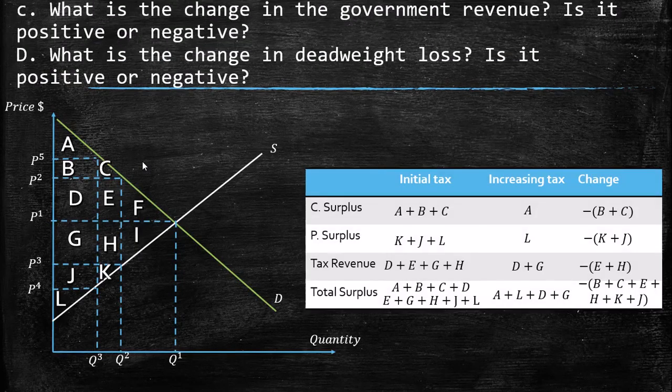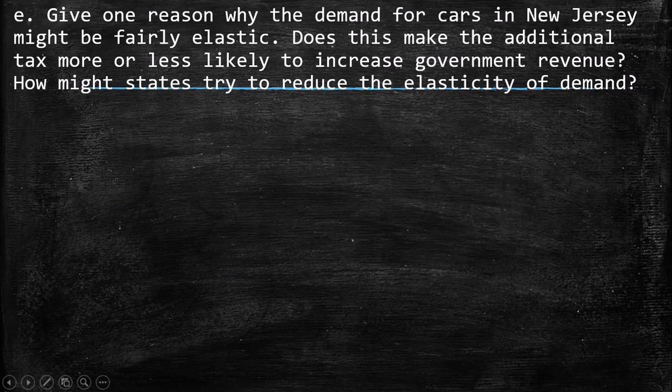Okay, the next point says E. Give one reason why the demand for cars in New Jersey might be fairly elastic. Does this make the additional tax more or less likely to increase government revenue? How might states try to reduce the elasticity of demand?